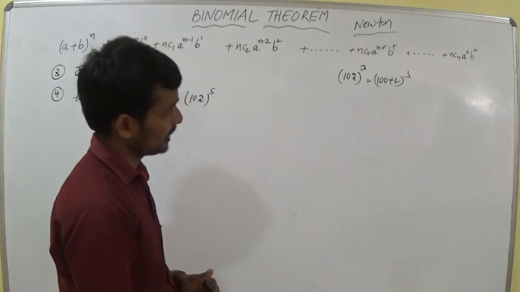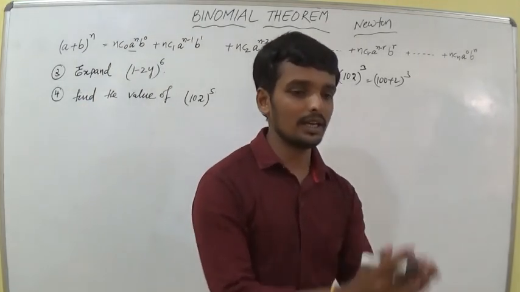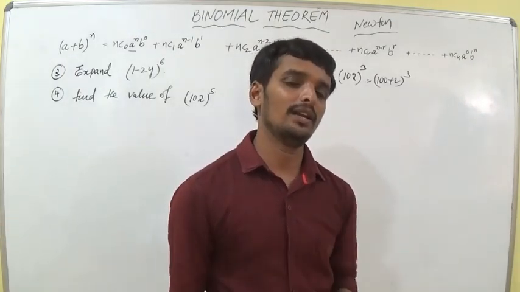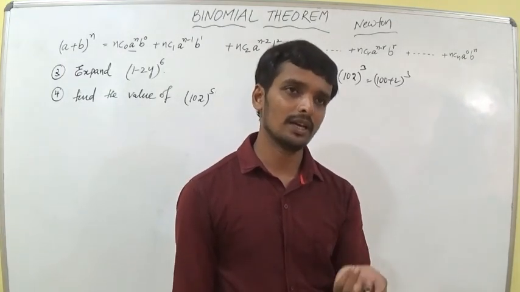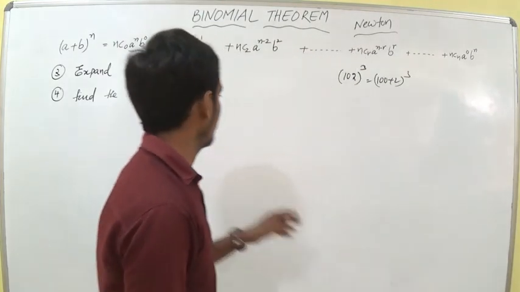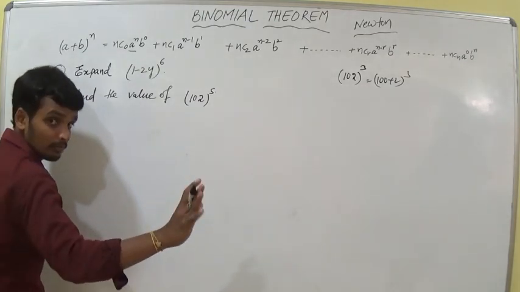Here a is equal to 100, b is equal to 2. We can apply the a plus b whole cube formula. We get the expanded form, we simplify, and finally we get the answer. So the same way we can write it. I am just giving it; I won't explain the problem.